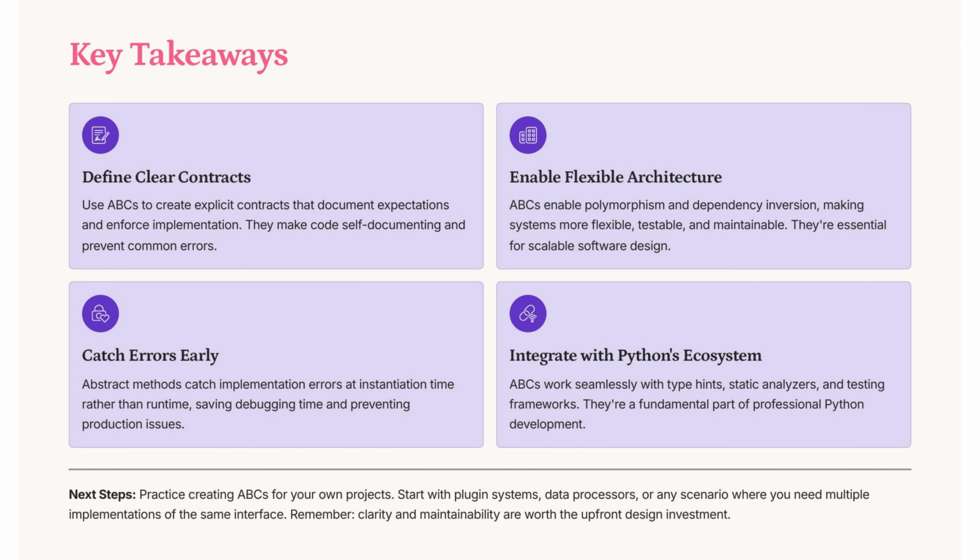Define clear contracts using abstract base classes, ABCs, to document expectations and enforce implementation, making code self-documenting. ABCs enable flexible architecture through polymorphism and dependency inversion, enhancing system flexibility and maintainability. They catch errors early at instantiation, saving debugging time. Integrate ABCs with Python's ecosystem for professional development. Practice creating ABCs for scalable software design.